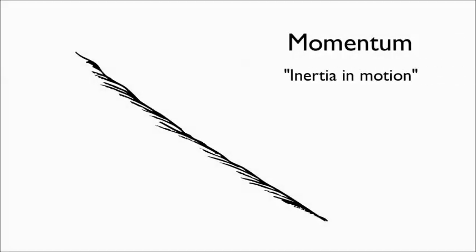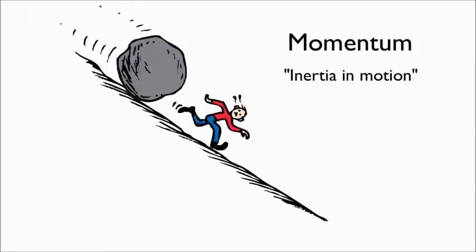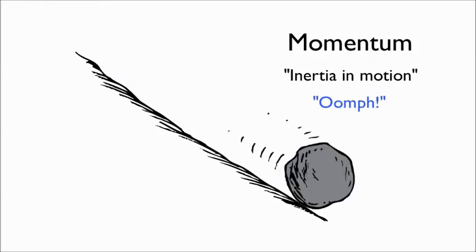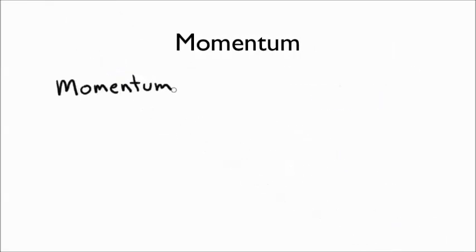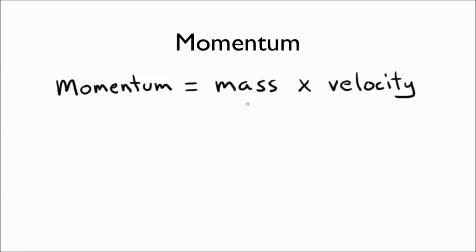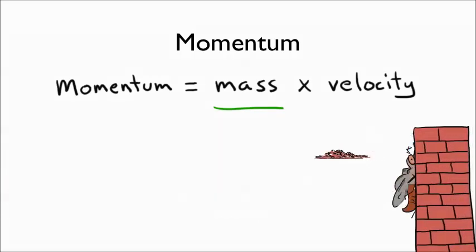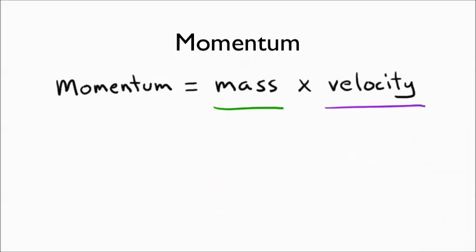Momentum is inertia in motion. A lot of momentum means a lot of oomph. An even better way to describe momentum is as the product of mass times velocity. This means that if something is moving, there are two ways to affect its momentum. One, there's the mass. For the same speed, a massive truck has so much more momentum than a mosquito. And two, look at the velocity.